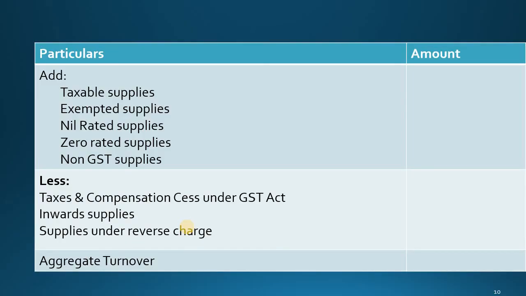So this is the format to calculate aggregate turnover. What we have to do is add all the supplies: taxable supply, exempted supply, nil rated supply, zero rated supply. All these supplies should be included and added to the value. Then from that value we have to deduct tax and compensation cess under the GST Act, then inward supply, then supply under reverse charge. Then you will get the aggregate turnover. Based on this, we can decide whether the person has to be registered under the GST Act or not. It is just done to find out whether you are crossing the 40 lakh limit or not.